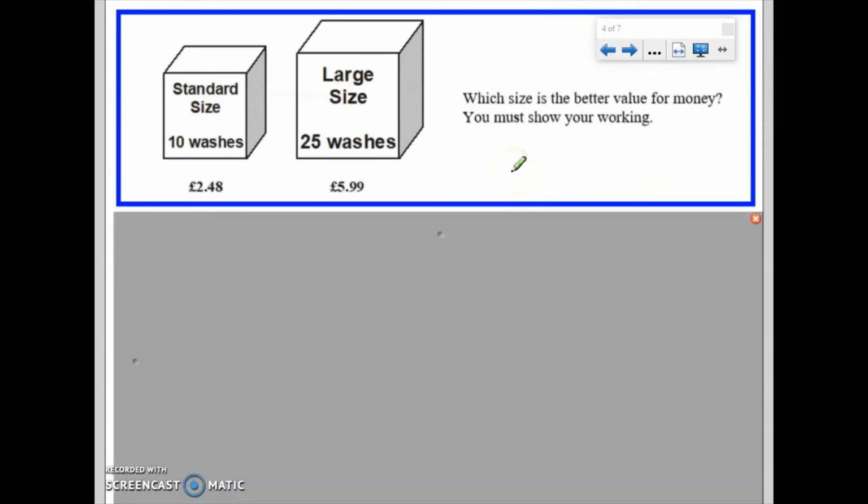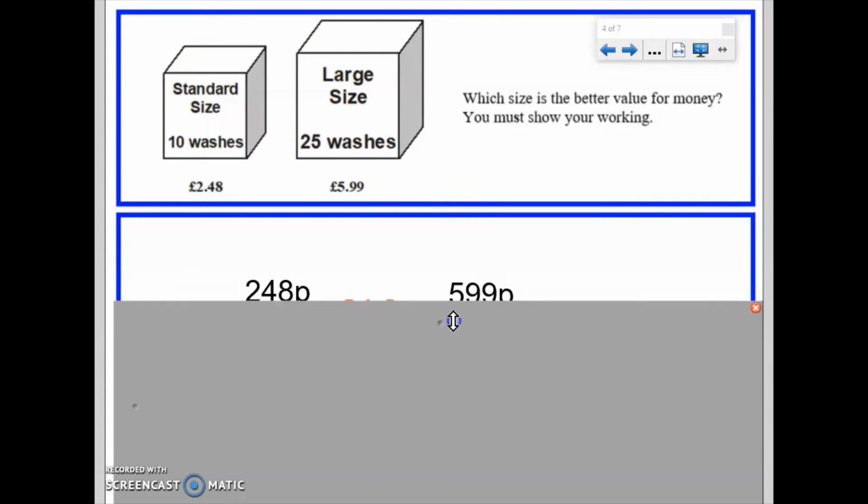Here's another question, this time a little bit more complex. We could go ahead and multiply up the value. So we could multiply this information by 5 and this information by 2. So then things would be the same and we could do a comparison. That's one way of approaching the question. However, I'm going to approach the question using the unitary method. So I'm going to work out the price of 1 wash from the standard size and the price of 1 wash from the large size, and then compare the price for 1 unit, 1 wash.